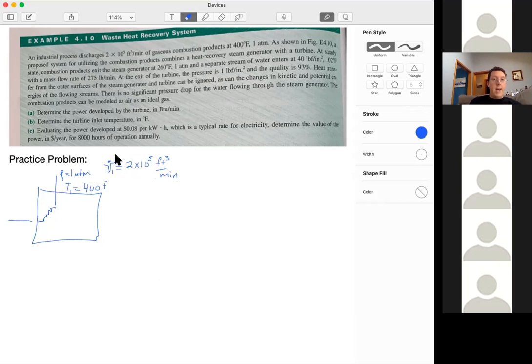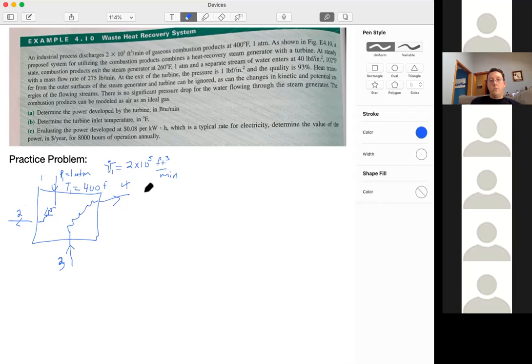Okay, so we have that. This is going to be gas, it's going to be smoke. And they say model it as air, treat it as an ideal gas. And then we're going to have water, which is going to come in as liquid. State 1 is where the gas enters, and state 2 is when the gas leaves. Water is going to enter at state 3 and leave here at state 4.